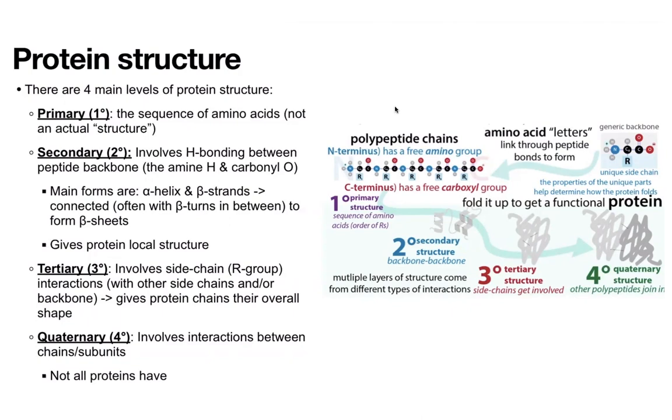Tertiary, now we get the side chains, those R groups, involved. And so this could be interactions between different side chains, interactions between side chain and backbone. And overall, this is going to give a single protein chain its overall shape. But sometimes proteins have multiple chains, and so we can talk about the interactions between those chains using the term quaternary structure. But again, not all proteins are going to have these, and the ones that do, we call these multimers.